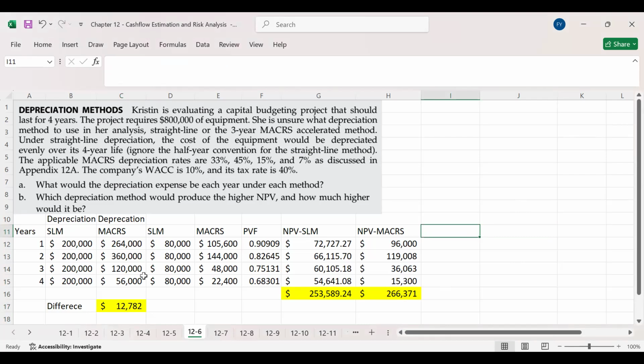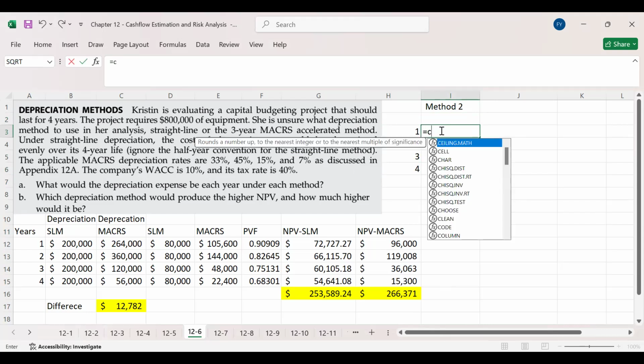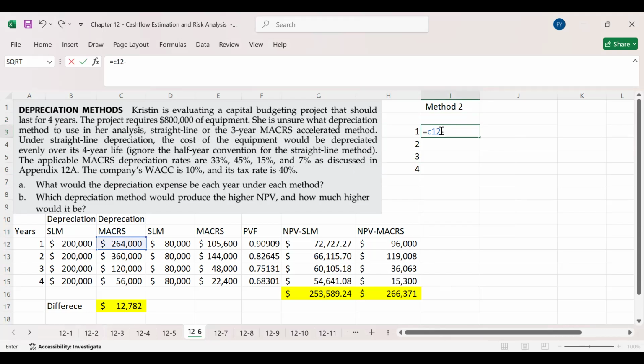We can also take the difference between these two here, the other method, or you can say method 2. Okay, so method 2, year 1, 2, 3, 4. So we can take the difference of these two methods. We deduct the depreciation under the straight line method from the depreciation under MACRS. So you can see here C12 minus B12. So this is the difference in depreciation under each of the two methods.